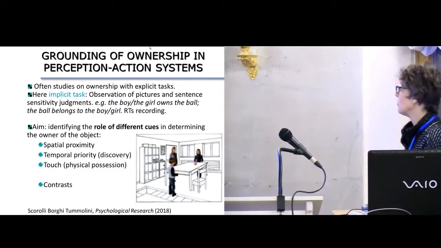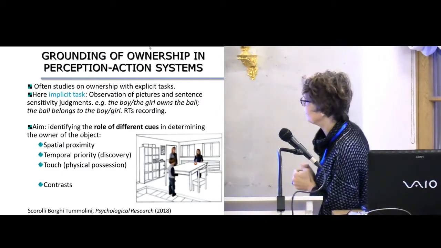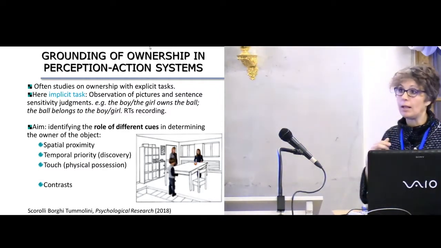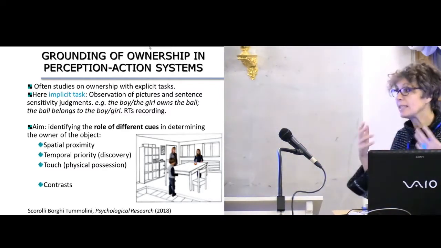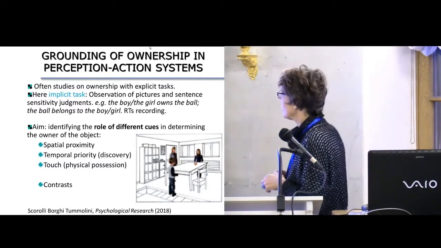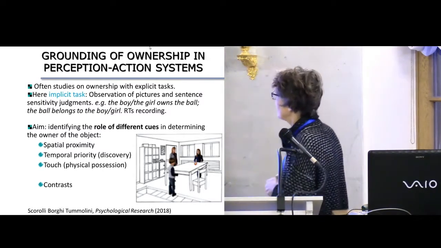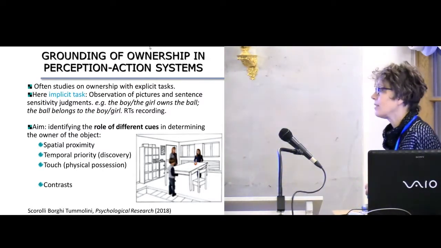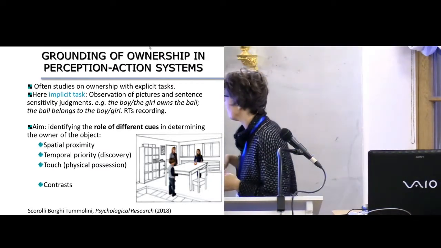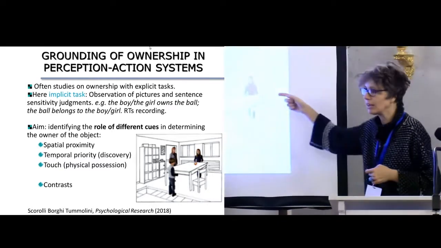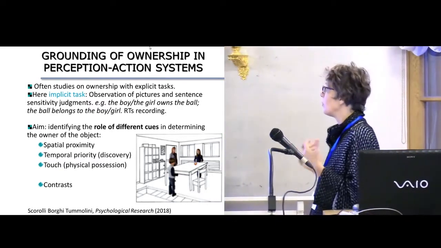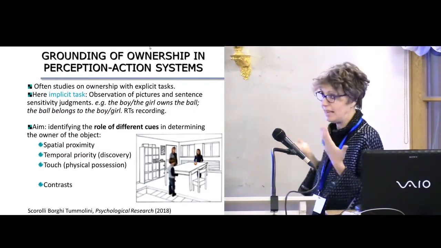We studied ownership recently with an implicit task. There are many studies using explicit tasks, where participants are explicitly asked about the property of objects. In this case, participants were shown pictures and presented with sentences, and they had to decide whether the sentences make sense or not. In pictures like this, the object is close to one of the characters, and they had to decide whether the sentence, the boy owns the ball or the girl owns the ball, makes sense.